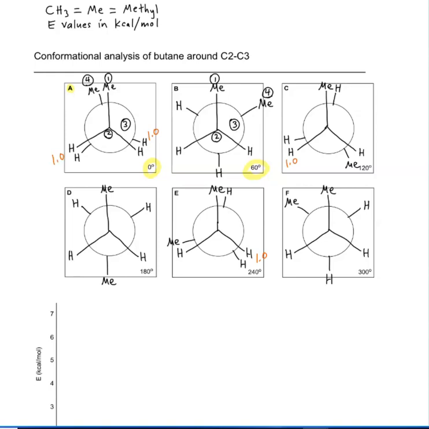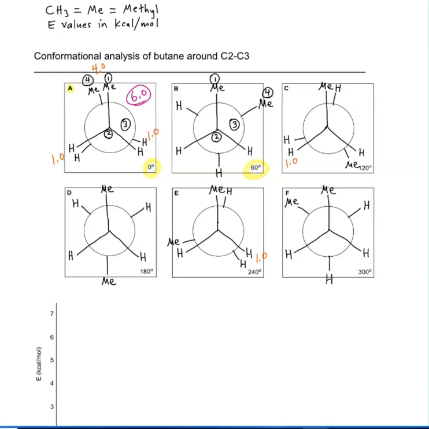So now what other types of interactions do we need to look for? Well, let's go back to structure A. So we put in the energies of the HH eclipses, but what about the methyl-methyl eclipse? Do you think that's going to be a higher energy? Will that cause more strain or less strain than a hydrogen-hydrogen eclipse? So if you're thinking that it causes more strain, you're correct. And the energy value associated with this is 4 kilocalories per mole. So that gives us a total for this conformation of 6 kilocalories per mole. So that's its strain energy.